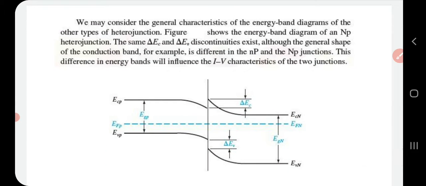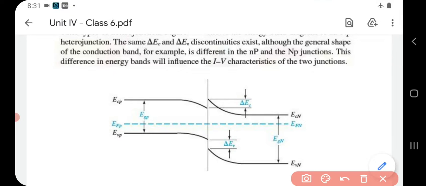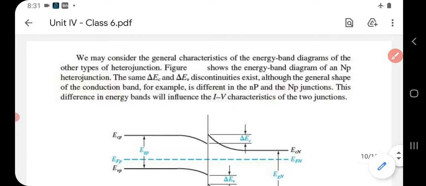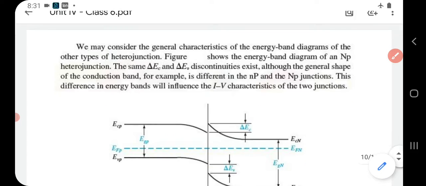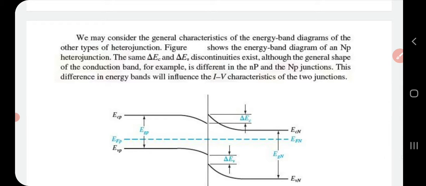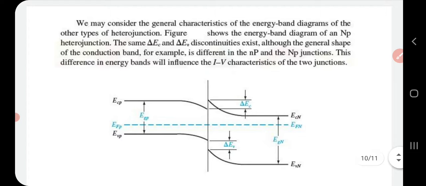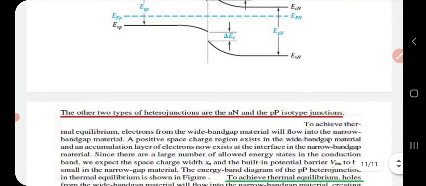Now this particular figure shows the energy band diagram of an NP heterojunction. In the earlier case we have discussed about this one. Now we are going to discuss about this type of heterojunction, the energy band diagram. Here also the conduction band edge and valence band edge, which is quite evident from the figure, are discontinuous. So this difference will influence the IV characteristics also.